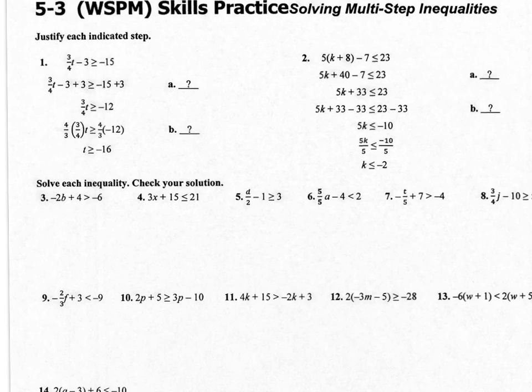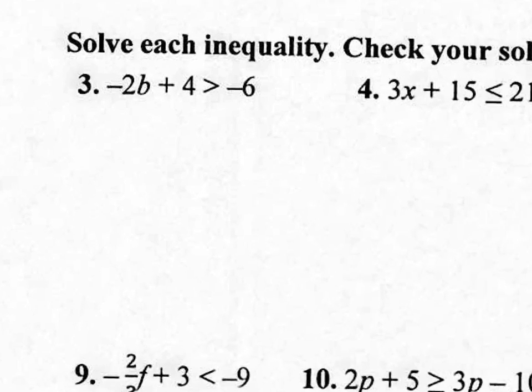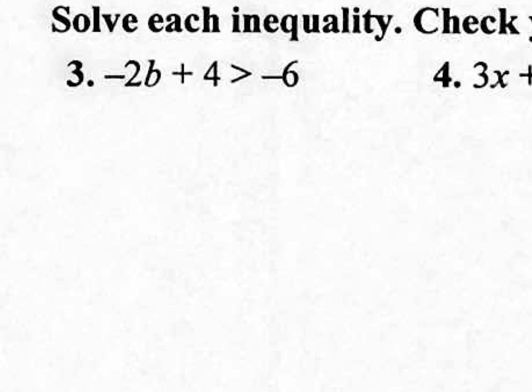So these are multi-step problems. It's really easy to do. Let's check out number 3, for example. If you want to solve this, you want to get b by itself, so you would subtract 4. Subtract 4. By the way, you could skip numbers 1 and 2. You don't have to do those.